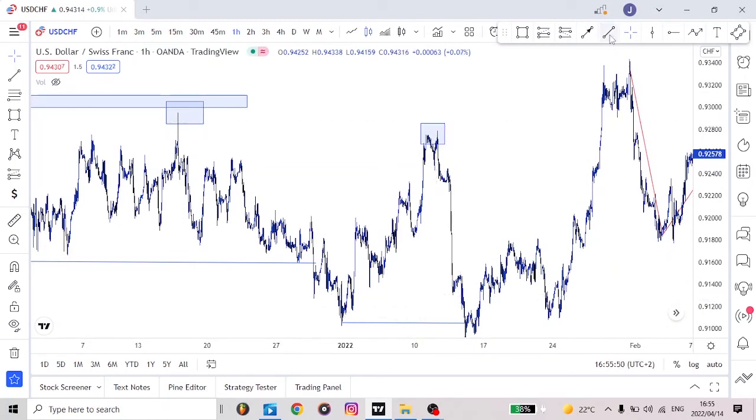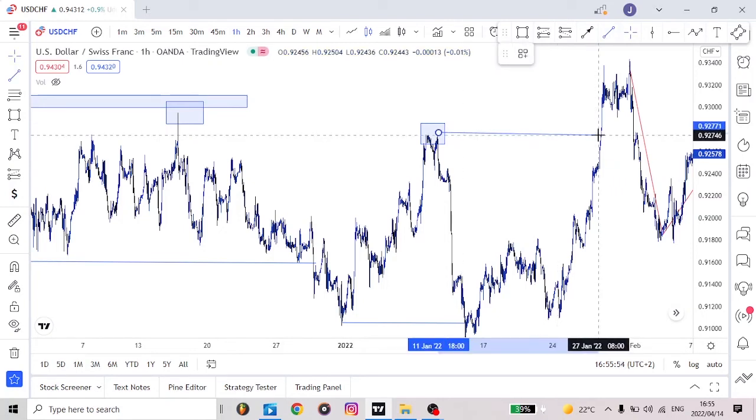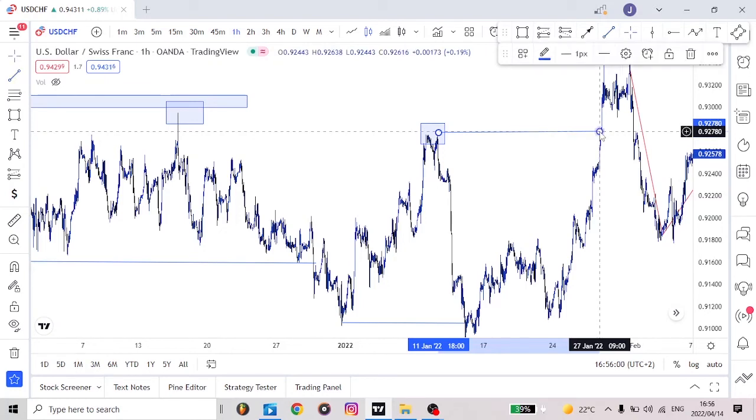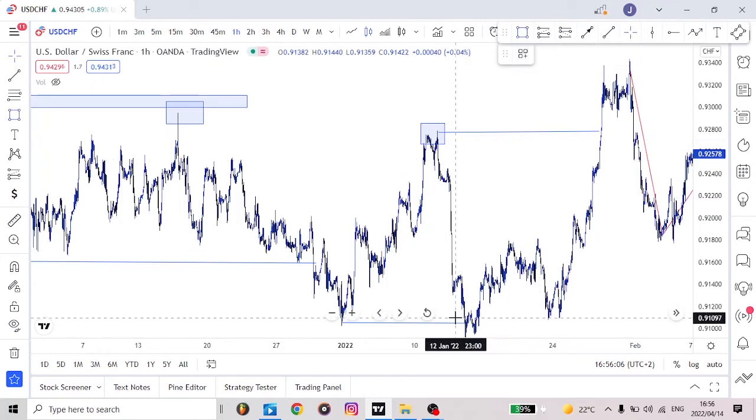Now this is a change of character. Here we have our change of character. So these things are easy, guys. Once you see them, you can never unsee them. These things are very easy, guys. And then this here has to be our lowest point.